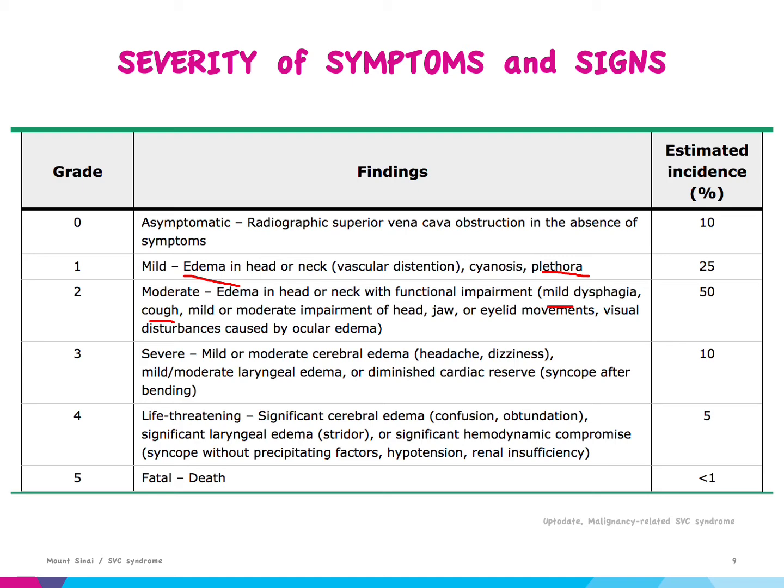We need to worry even more when we start to have signs of cerebral edema, so headache, dizziness, syncope. The syncope is due to the fact that there is reduced blood flow to the heart, so there can be a hemodynamic instability in these patients. Life-threatening symptoms, so grade 4, will be, of course, obtundation of the patient, stridor, but also syncope without precipitating factors. So a person that does not even have hypotension, but just loses consciousness right away.